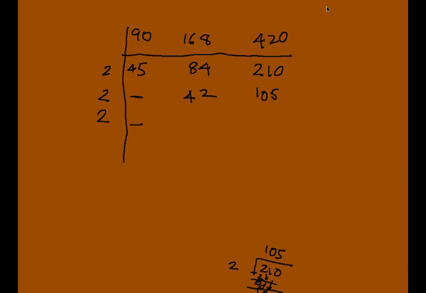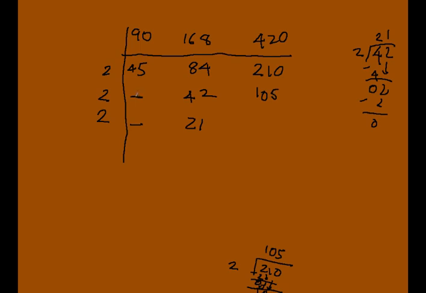So 42 divided by 2. 2 and 2, 4 is 2. 2 times 2 is 4. 0, bring down the 2. 2 into 2 is 1. 1 times 2 is 2. Subtract gives you 0. So the answer here is 21.